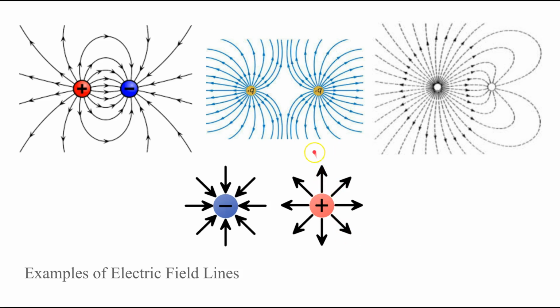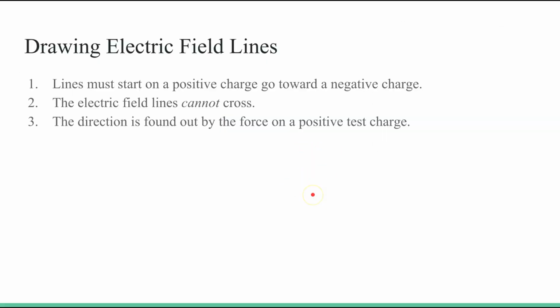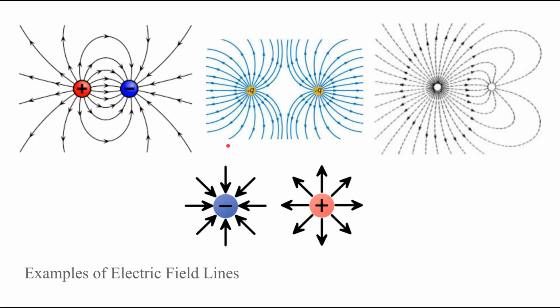So these lines will spread outward from the positive charge. They always must start on a positive charge. And for a negative charge, it'll go inward, because they must end on a negative charge. So it will go inward. So here's how you could use these lines to help you figure out things about electric fields.